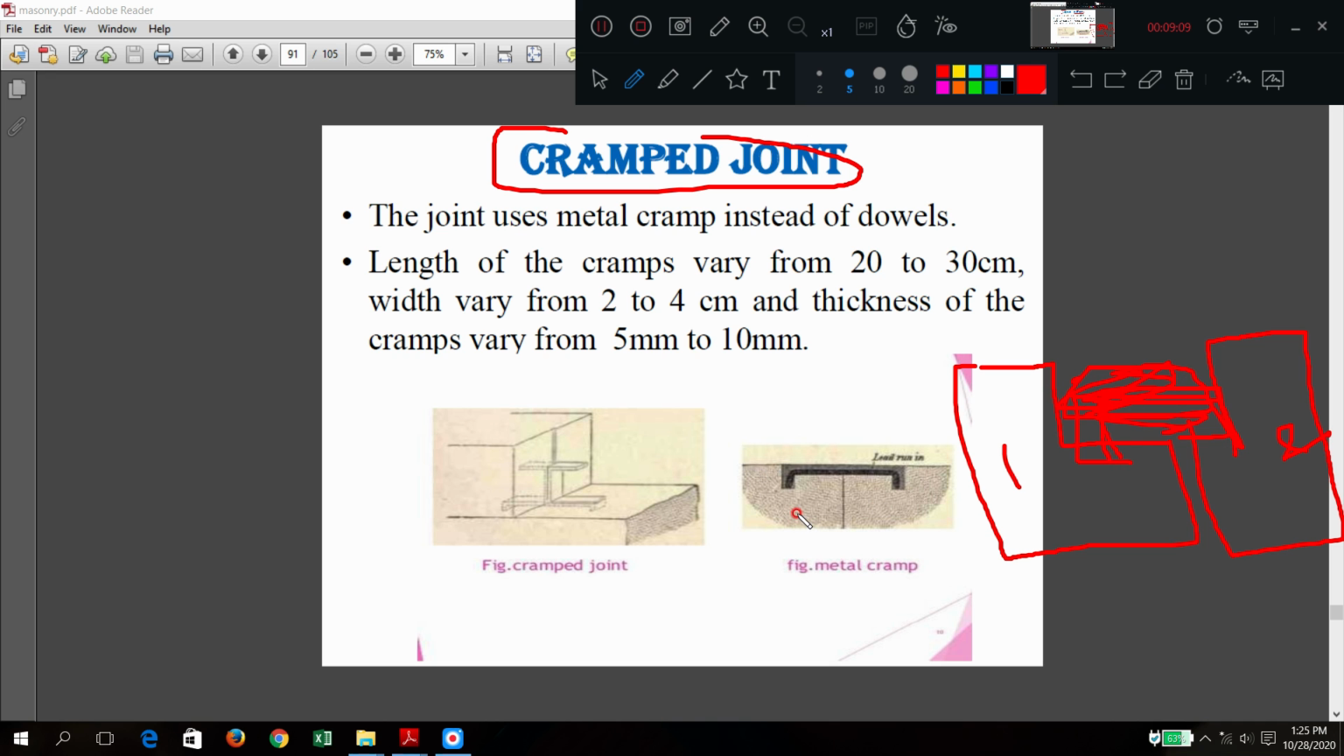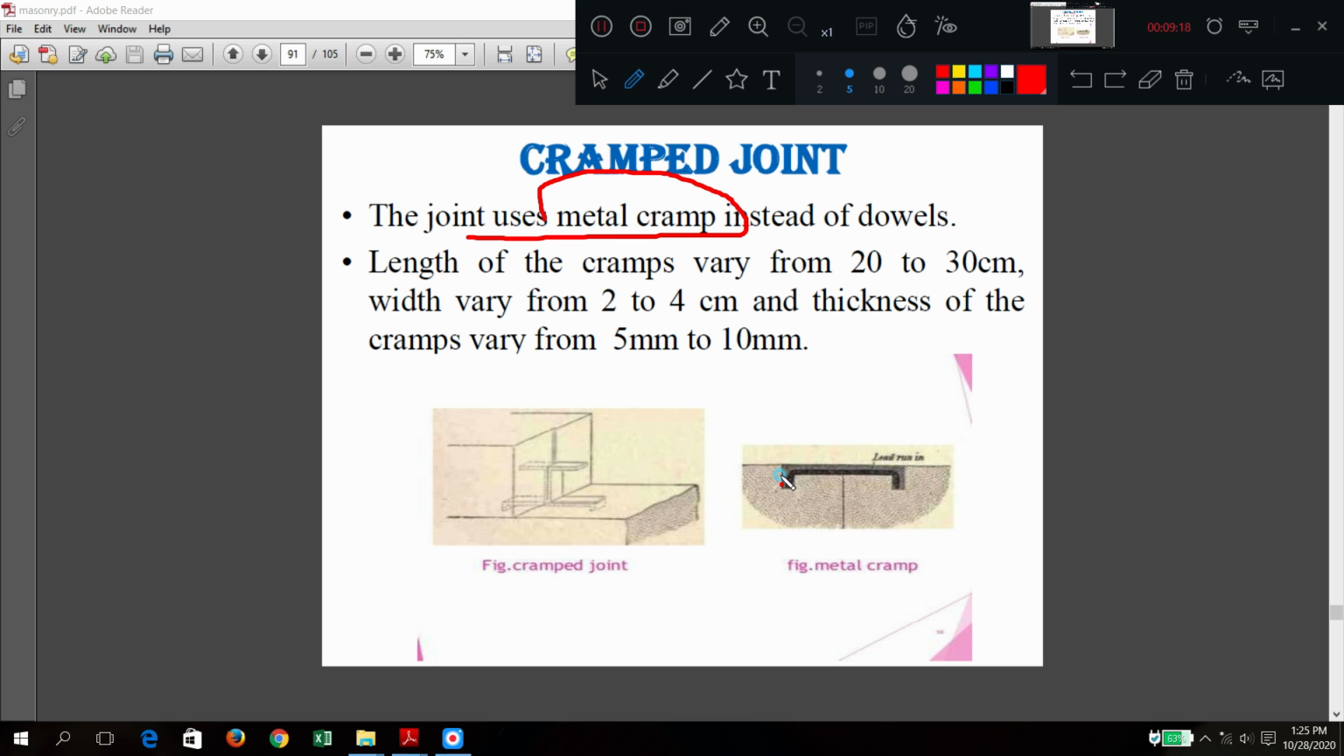This is called a cramped joint. Here the joint uses a metal cramp. So this is that metal cramp. Two stones are there and one metal piece joins the two stones. The cramp length may be 20 to 30 centimeters, width 2 to 4 centimeters, thickness 5 to 10. Can you see the cramps are there like this? Inside also this cramp is there. So this is a cramped joint, just to join the two stones.